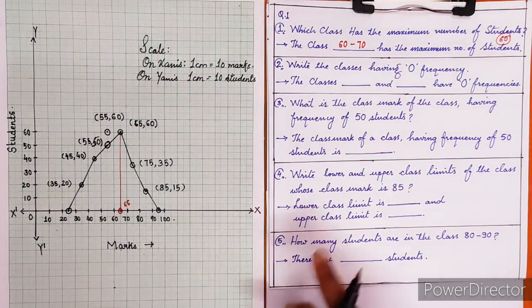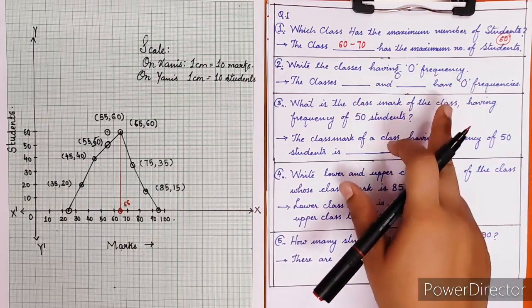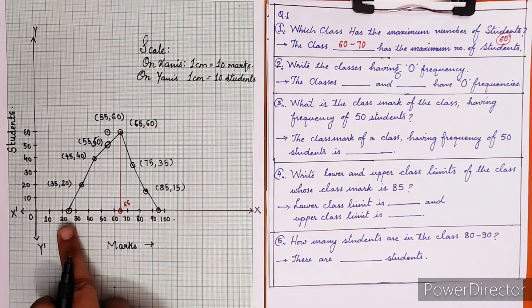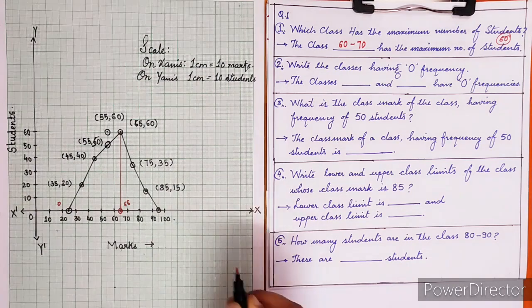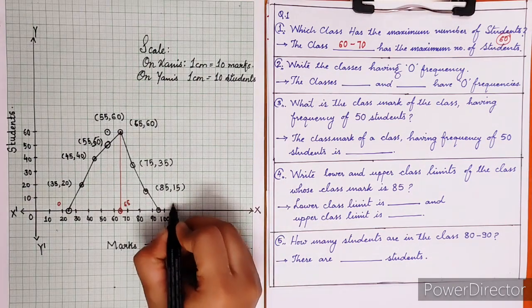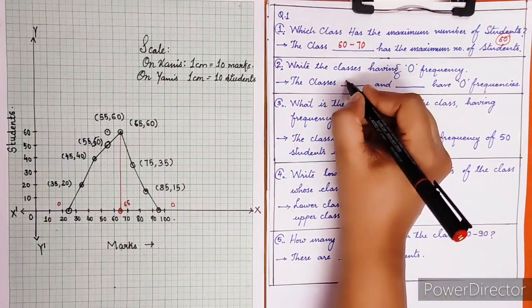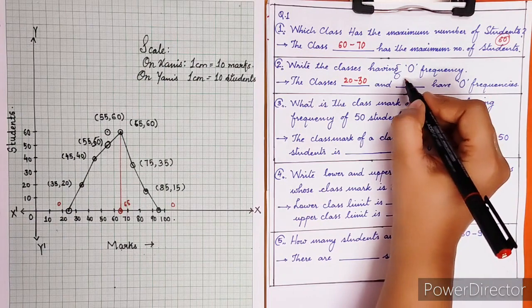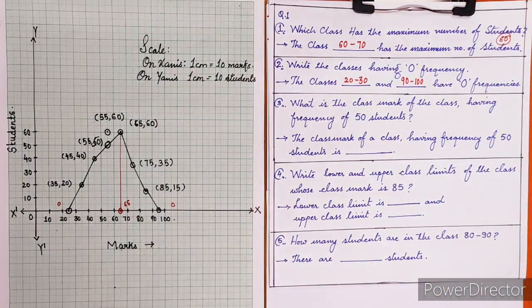Coming to the second question, write the classes having 0 frequency. So you know which classes have 0 frequency: the preceding class and the last succeeding class. It is 20 to 30 and here 90 to 100 because they are made on the x-axis. So classes 20 to 30 and 90 to 100 have 0 frequencies.